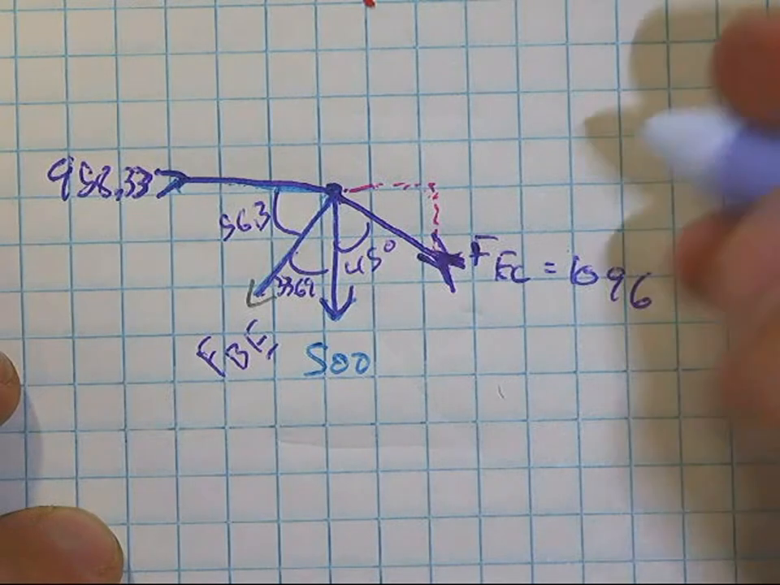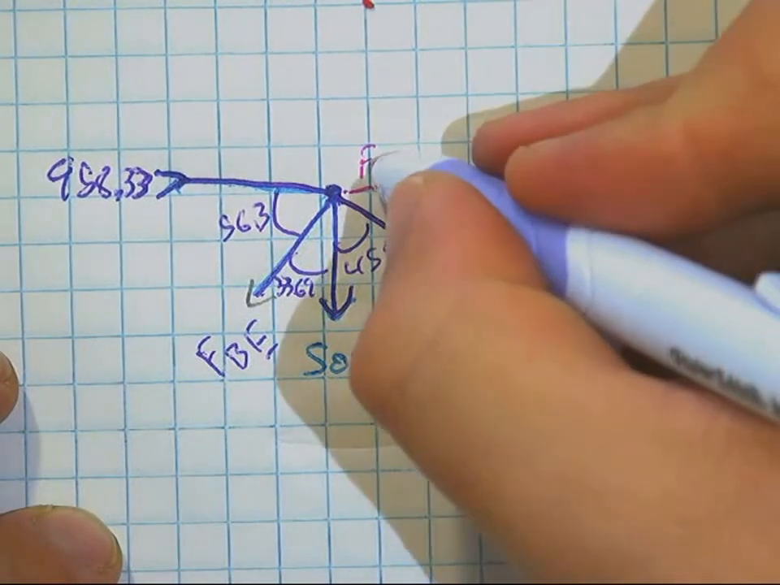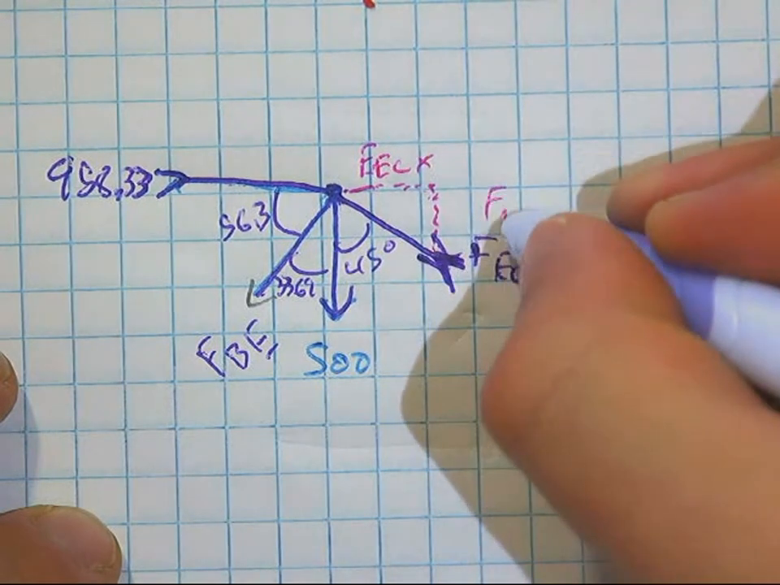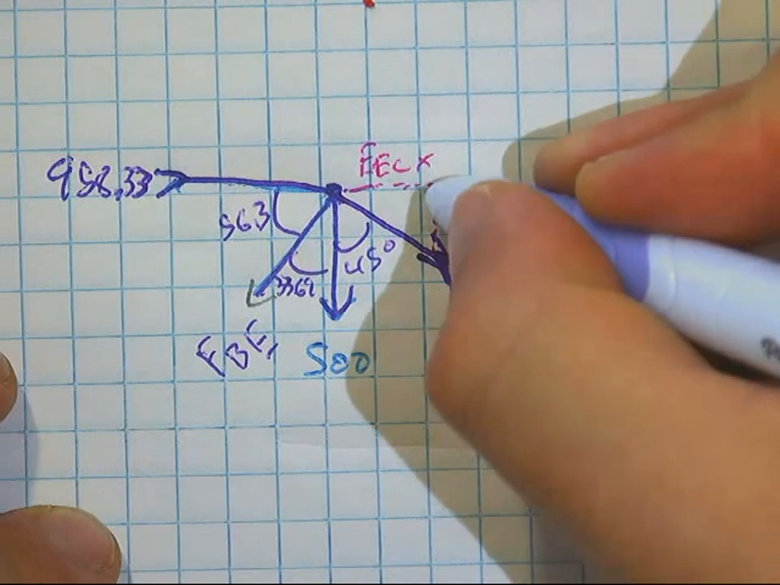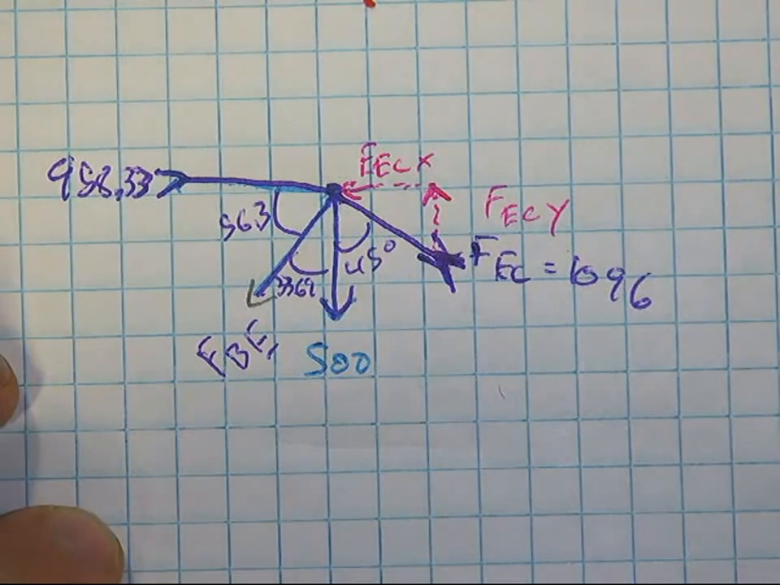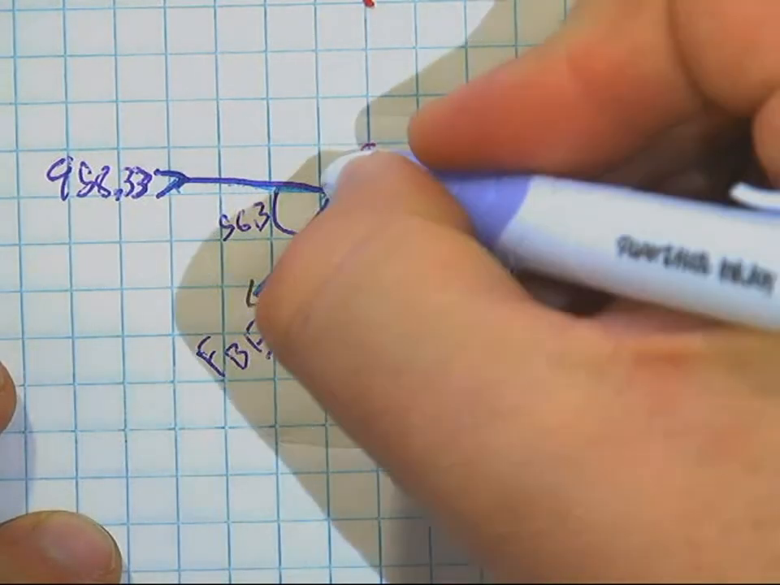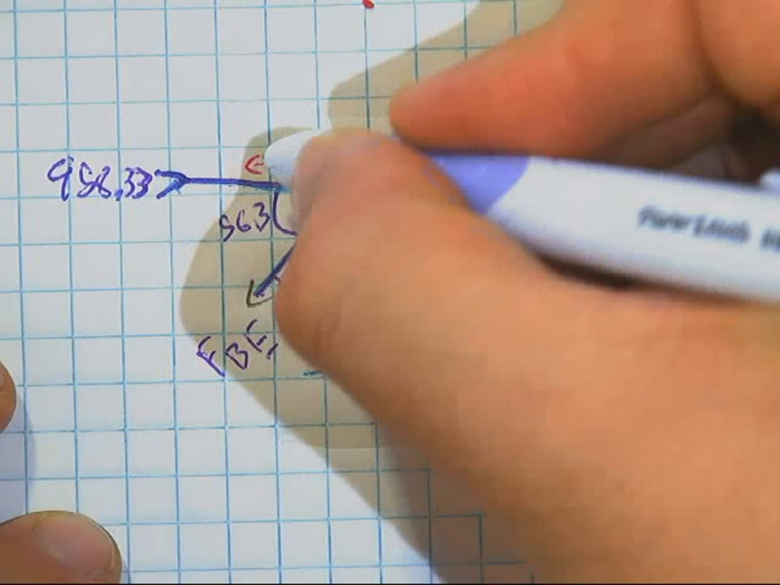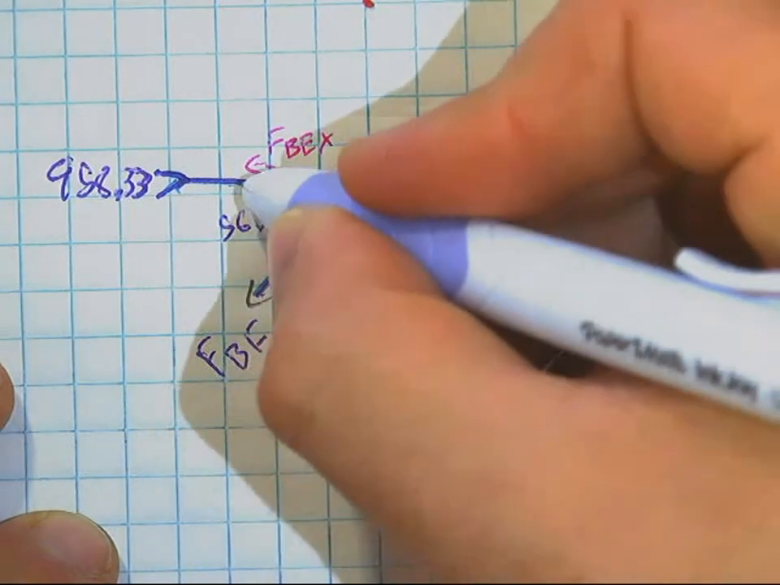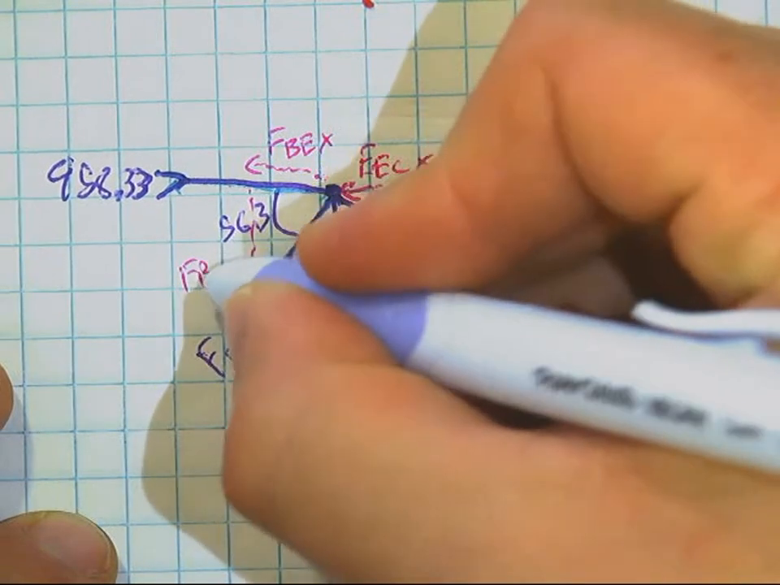Okay, so we have our FEC. We're going to have FECX and FECY. FECY is going to be going up, FECX is going to be going to the left. And then for FBE, I'm going to draw it a little bit above. We're going to have FBEX and FBEY.